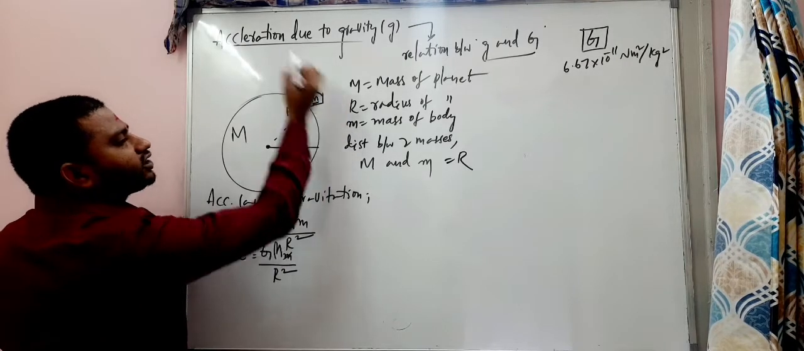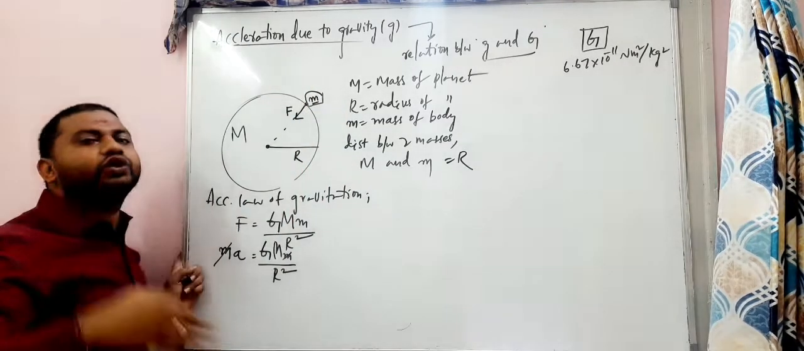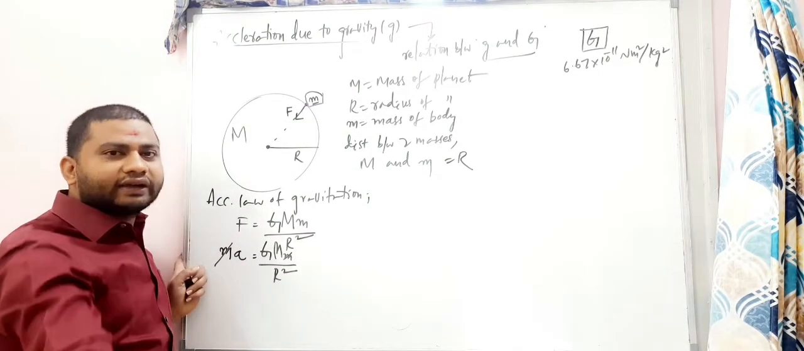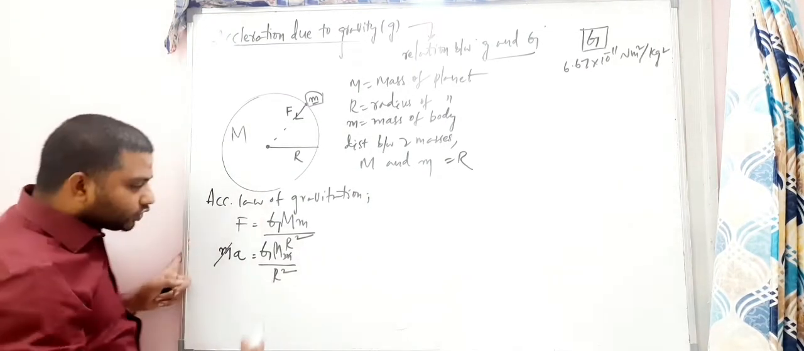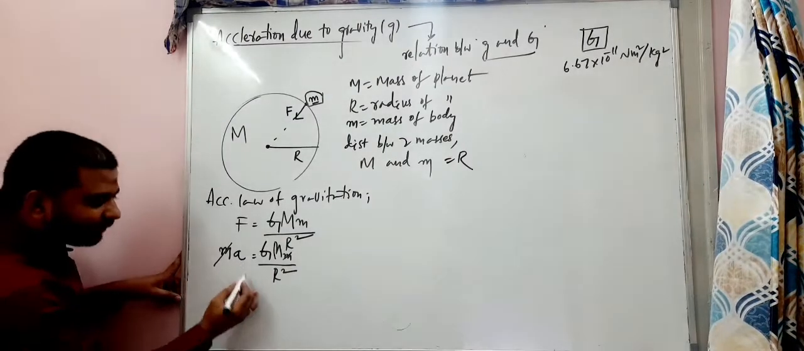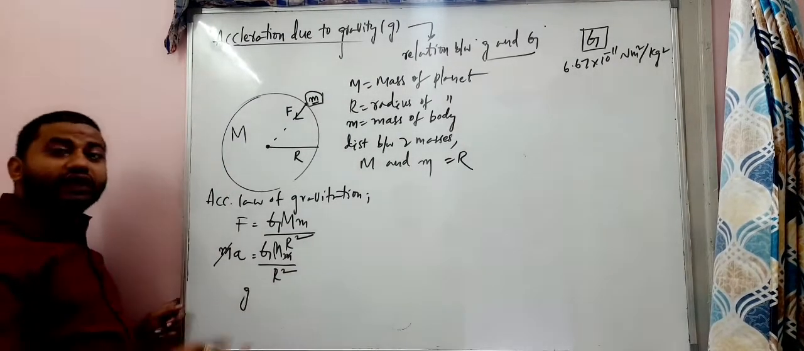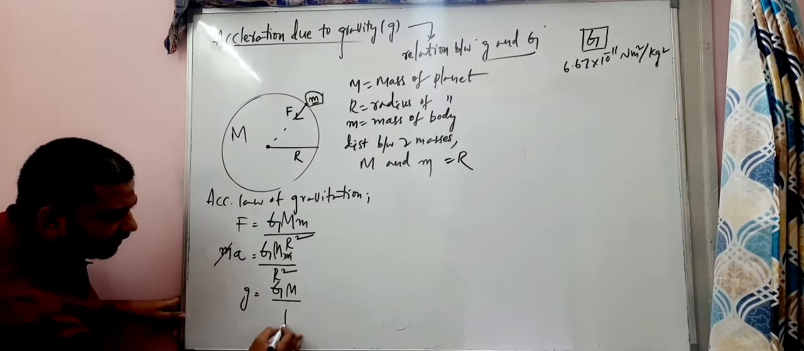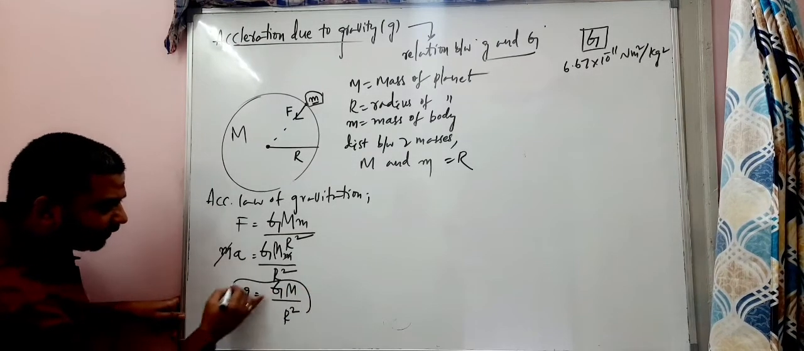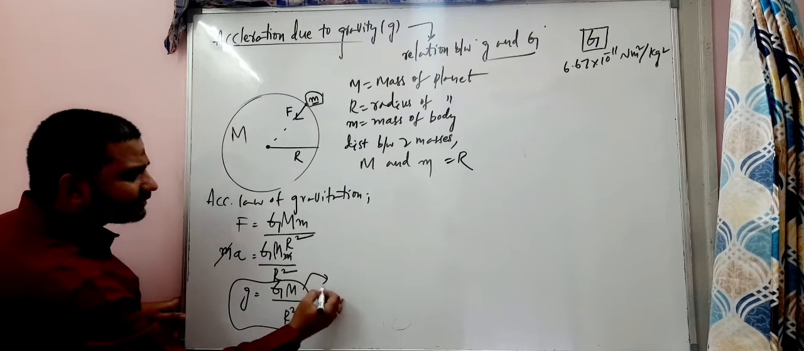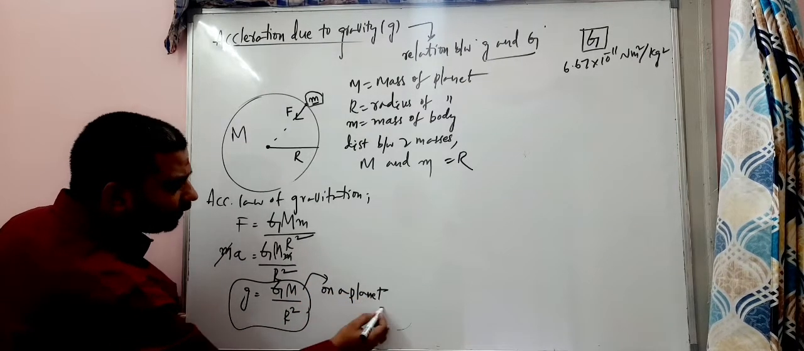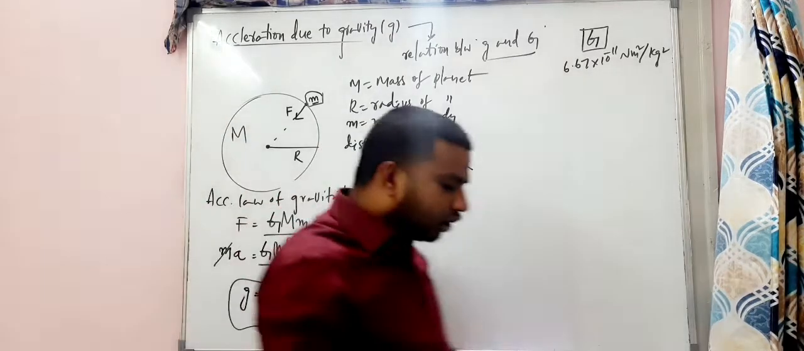So the acceleration produced in the small mass is due to what? Is it due to the gravitational force? Yes. So this acceleration I can write as acceleration due to gravity, which is equal to capital G, capital M by r square. Everybody, this is the acceleration due to gravity on a planet. So this is the formula for acceleration due to gravity on a planet.